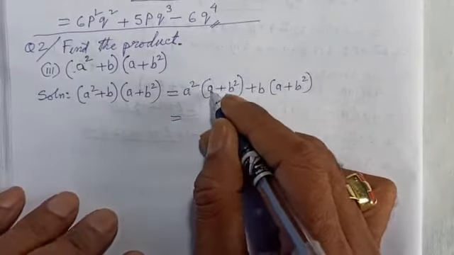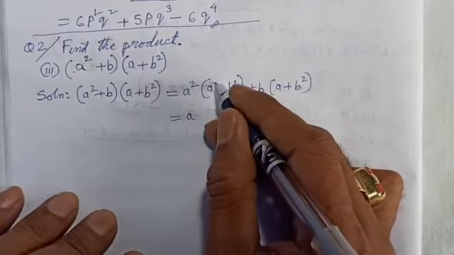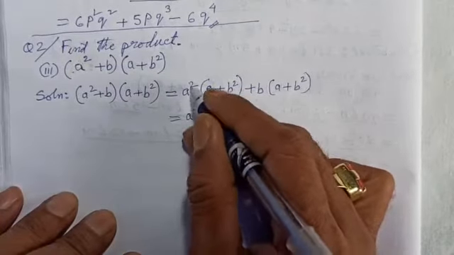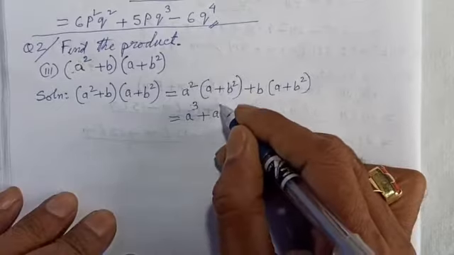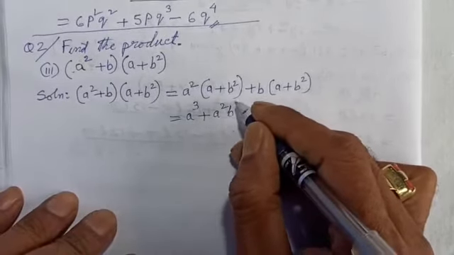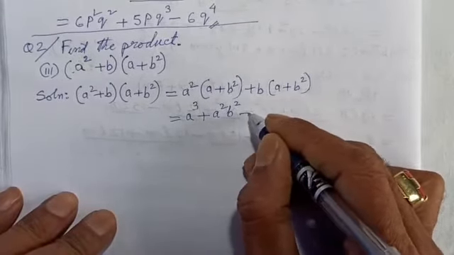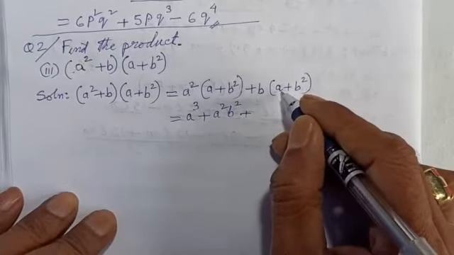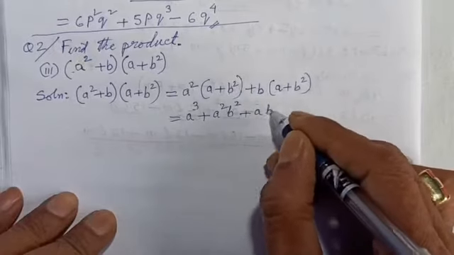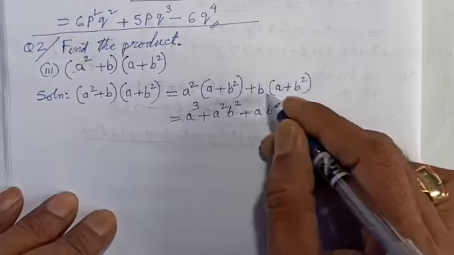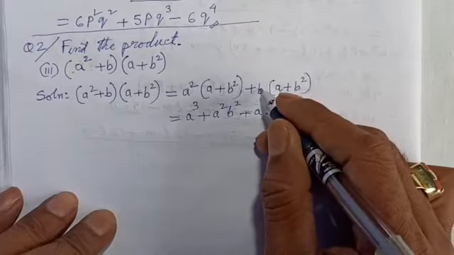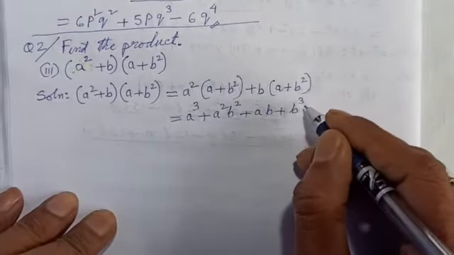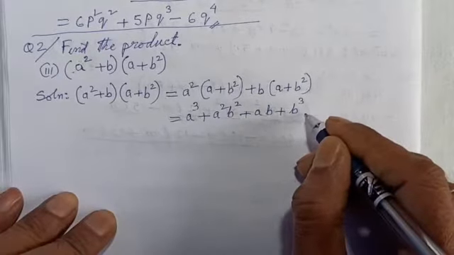If a squared and a are multiplied, powers are adding, since here is power 1, 1 plus 2 is 3, so a power 3. Then plus, if a squared and b squared are multiplied, then we will get a squared b squared. Understand or not? Next is plus sign. If b and a are multiplied, according to the English alphabet, let's write a first, a b like this. Then plus sign. If b and b squared are multiplied, then here b has power 1. Power 1 plus 2 is power 3, b power 3. Here this question is over.